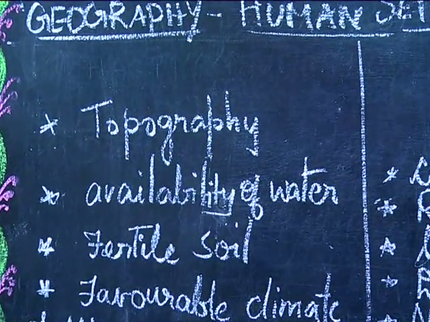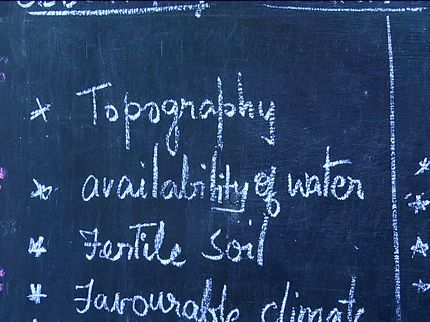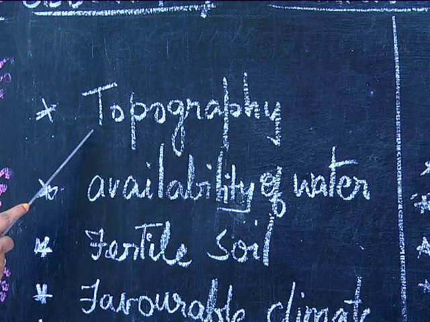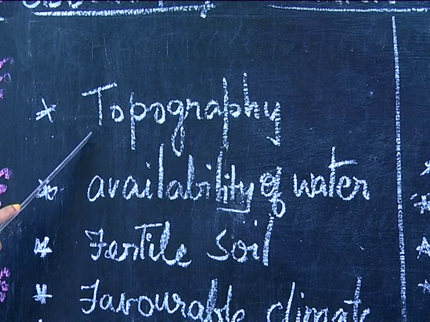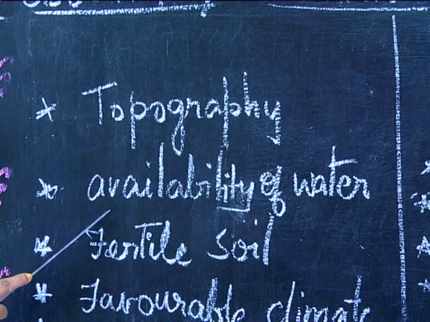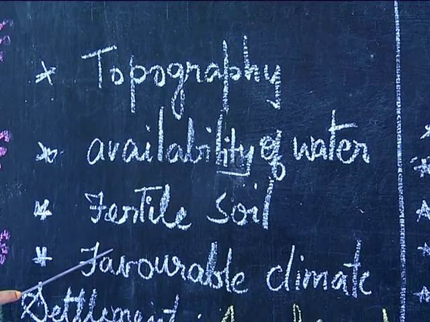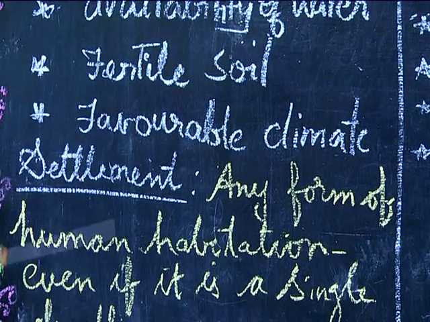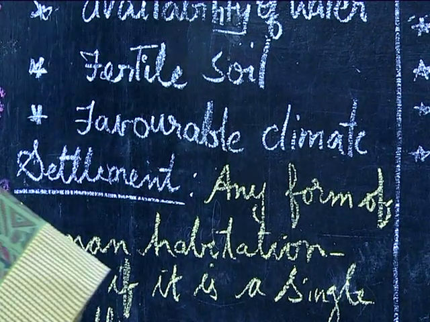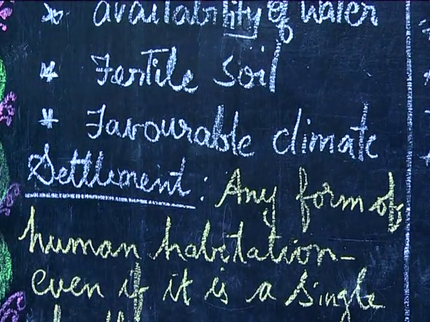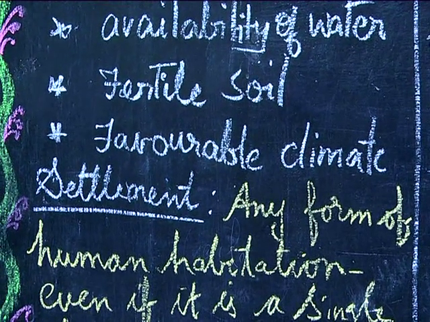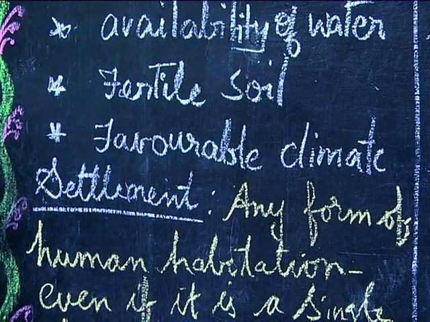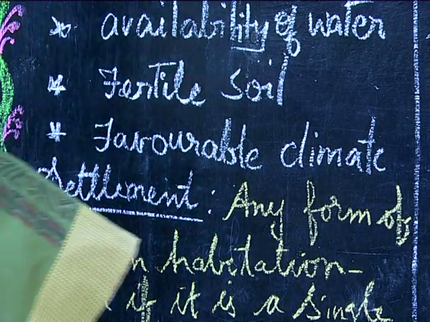Now, let us see what is the basic idea of selecting a particular settlement. They check whether the topography is fine for them, the availability of water, whether the soil is fertile for agriculture, whether the climate is favorable, and also the trade potentiality of the place. Apart from this, settlements are based on size, pattern, and shape.